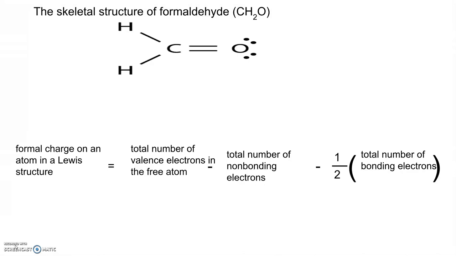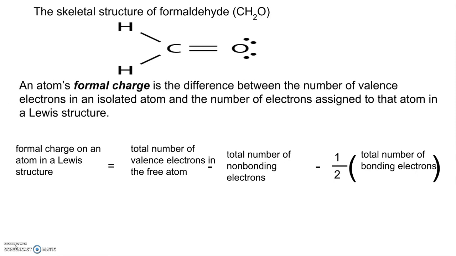Here's a skeletal structure of formaldehyde, CH2O. Now, there could be another format for this. Let's go through this. This is what's called formal charge, and the equation is at the bottom. Formal charge is equal to the total number of valence electrons in the free atom minus the total number of non-bonded electrons minus 1/2 the total number of bonded electrons. Well, let's look at that. That's the definition of formal charge.